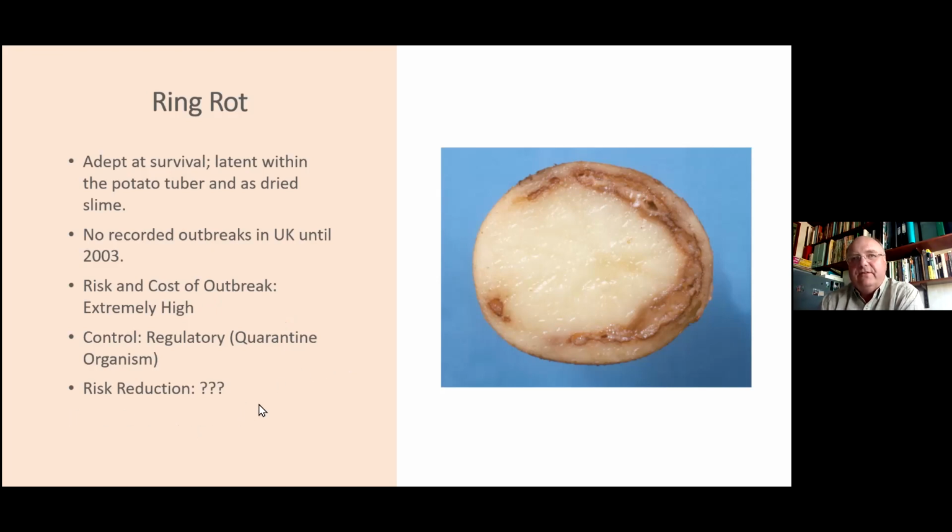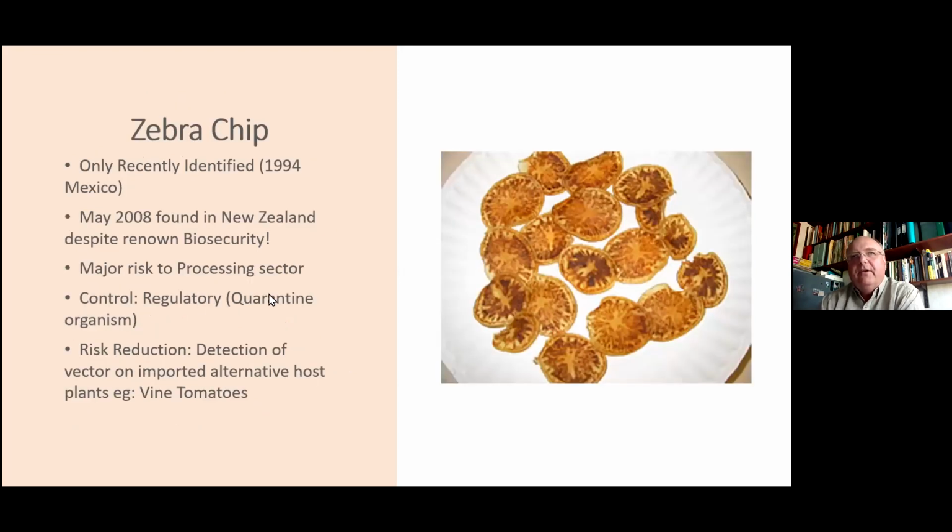As far as risk reduction is concerned, what science can do to help on that, other than being able to more accurately detect it, I'm not too sure. But the other one, zebra chip, was only relatively recently identified in Mexico, and despite New Zealand's renowned biosecurity measures, it found its way into New Zealand in May 2008, or probably prior to that. It was identified in May 2008, and allegedly got in there via another host plant.